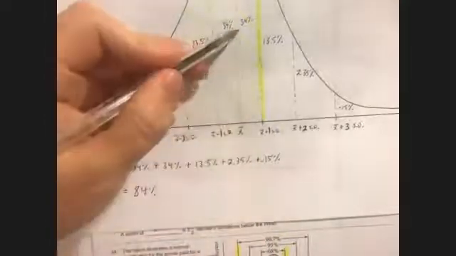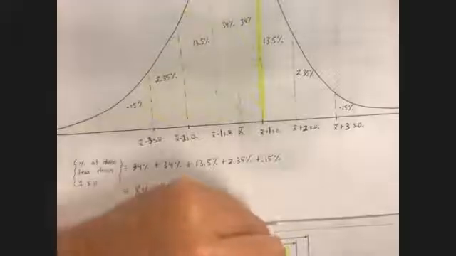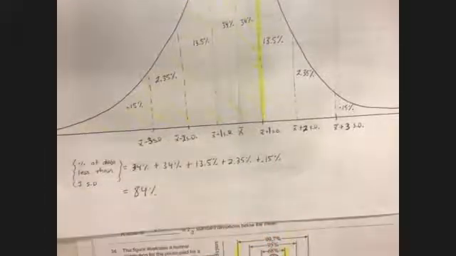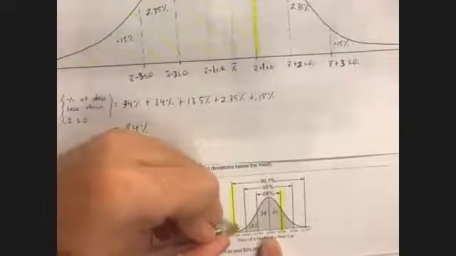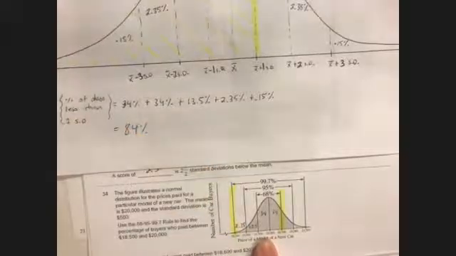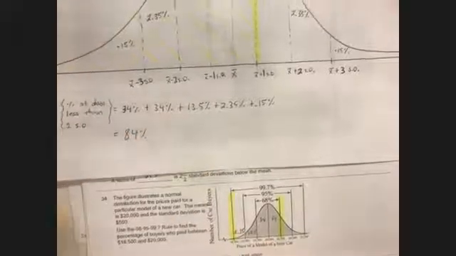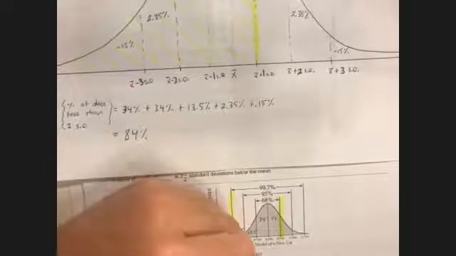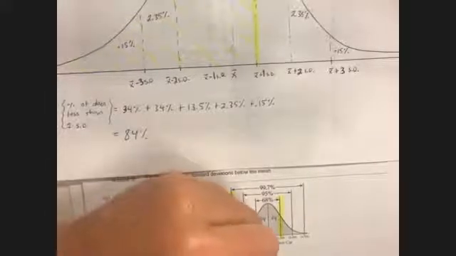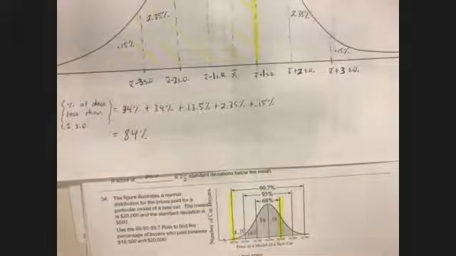So this number is right outside of the mean, so that's 34. I'm just going to add up each of these numbers. Oh, you can't see what I'm doing. And then we go out here, so that's 2.35. So I'm going to add up all of those numbers. 34 plus 34 plus 13.5 plus 2.35.